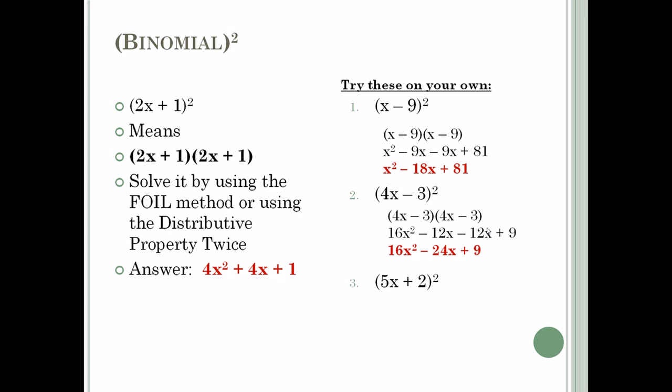How'd you do? Sweet. Last one, 5x plus 2 squared. You have to write 5x plus 2 times 5x plus 2. And then when you complete the entire multiplication process of FOIL or distributive property twice, you should have 25x squared plus 20x plus 4. All right, that's it for binomials for me today, class. This is it. We're going to move on to big stuff.